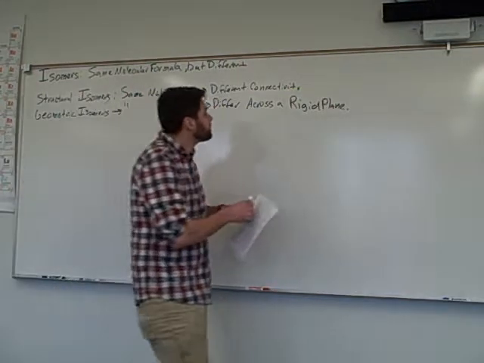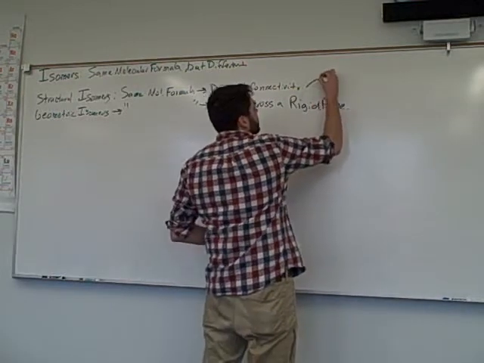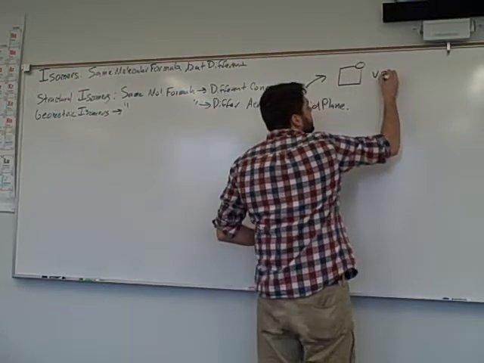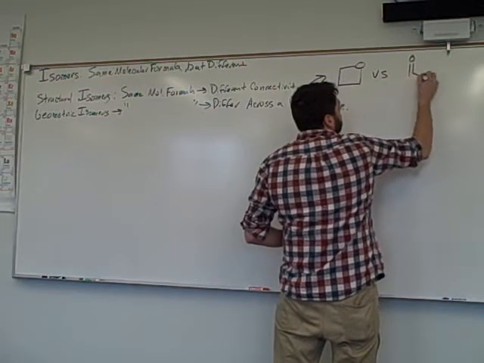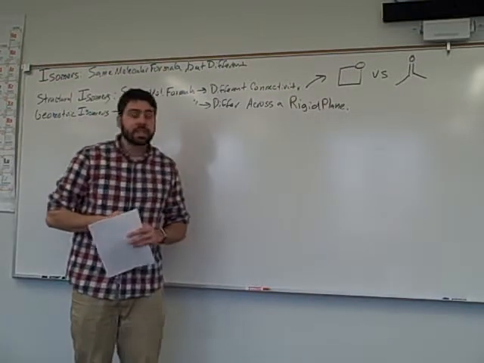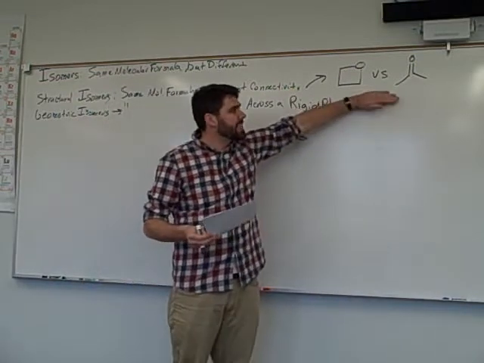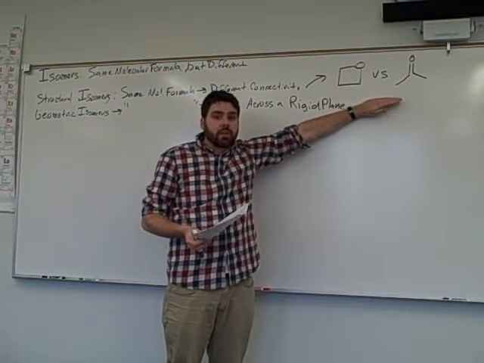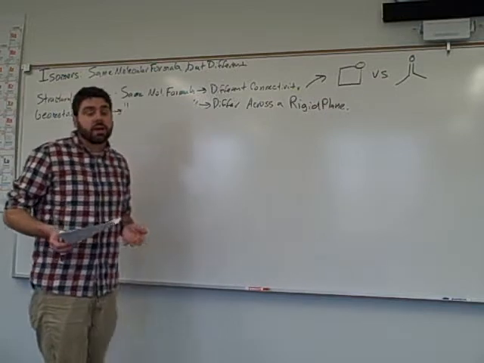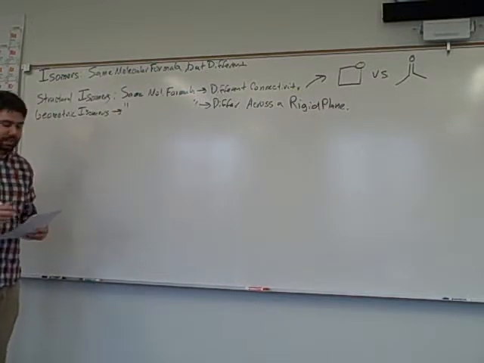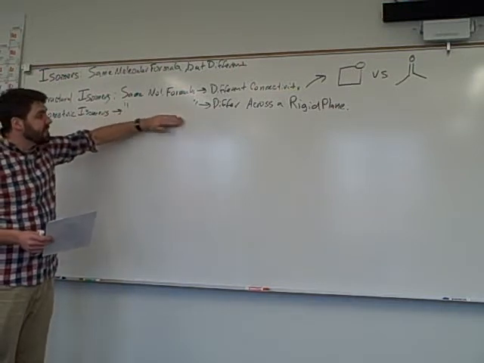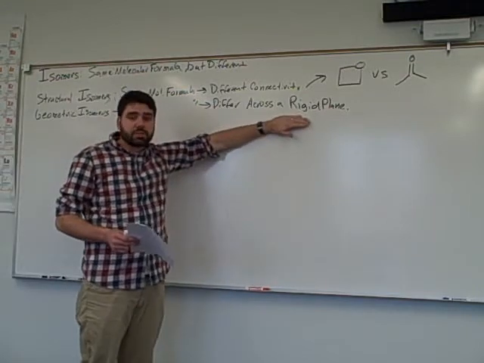So for example, structural isomers could be this cyclic ether here versus acetone, which is this ketone. They have the exact same molecular formula, but where they differ is in the way that we've connected our atoms together. A second type of isomer we've talked about is this idea of a cis-trans isomer, or a geometric isomer. A geometric isomer has the same molecular formula, but it differs across a rigid plane.